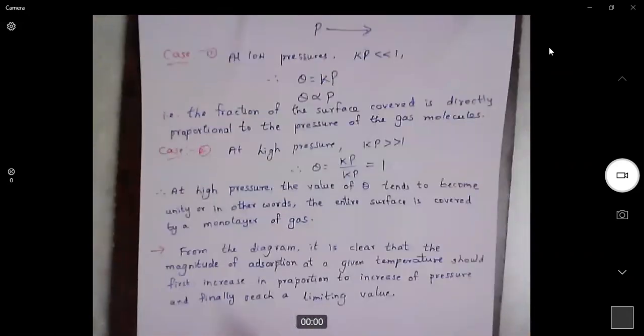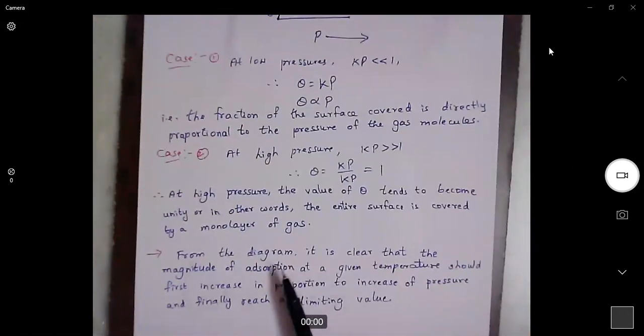So that's what I have written here. From the diagram, it is clear that the magnitude of adsorption at a given temperature should first increase in proportion to the increase of pressure and finally reach a limiting value. The limiting value is 1.